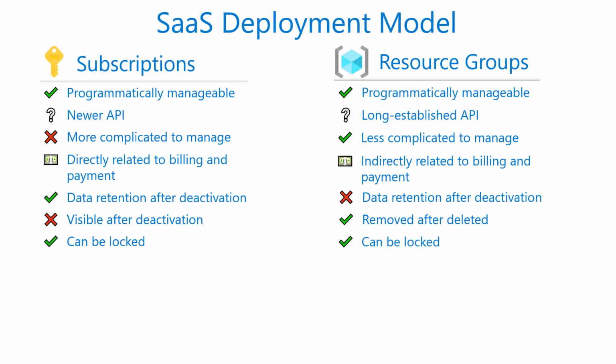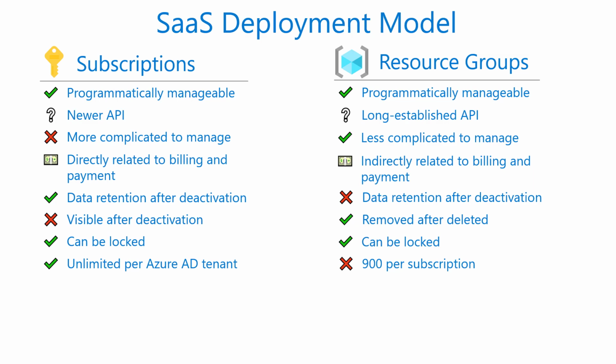There's an unlimited number of subscriptions per Azure Active Directory tenant, but there's a limit of 900 resource groups per subscription. This means if you have a SaaS offering and decide one resource group per customer is your design, once you reach enough customers, you'll need to roll over to another subscription.